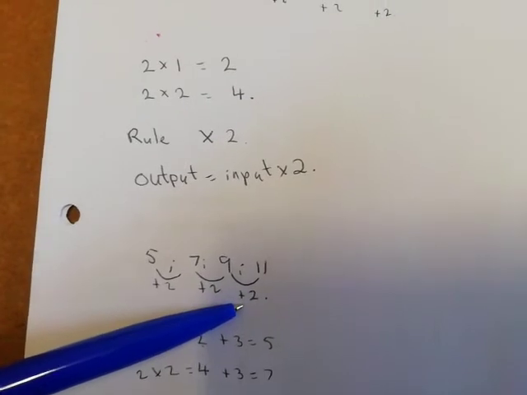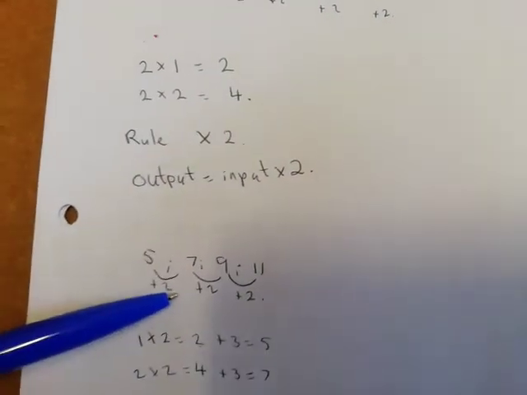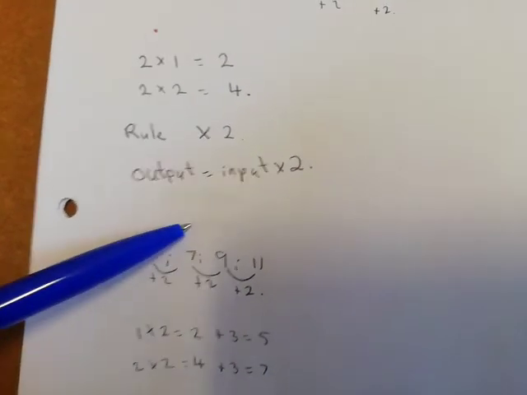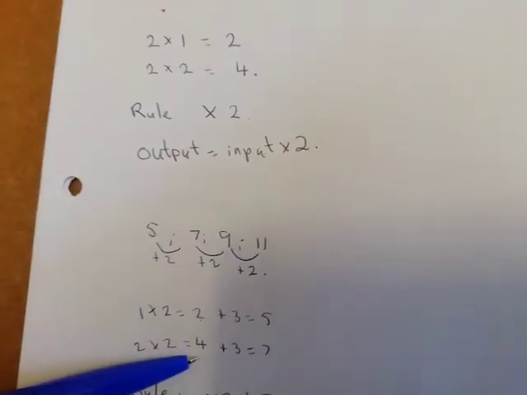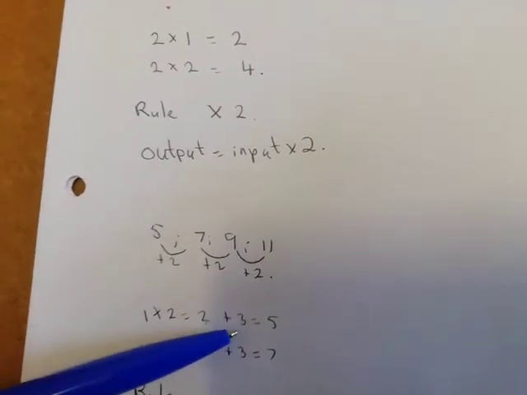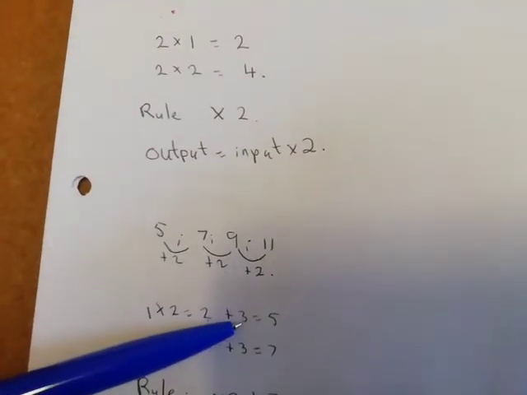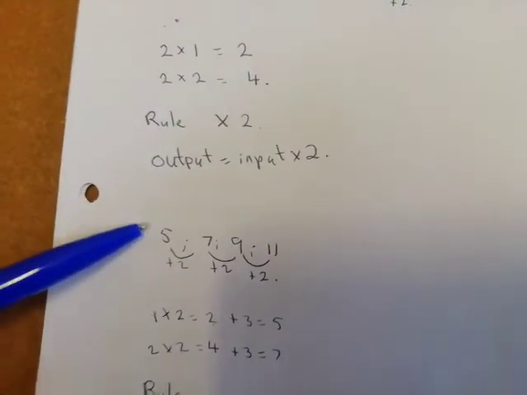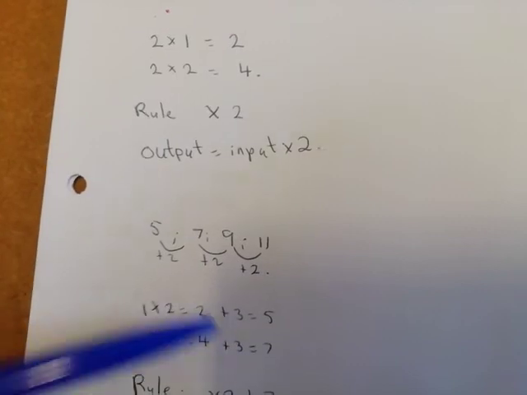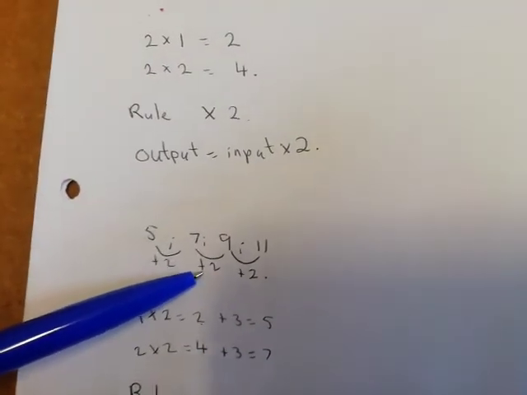You start again. If you say 2 times 1, you get 2. And if you say 2 times 2, you get 4. Then you go and check. If you say 2 plus 3, you have 5 for your first one. And 4 plus 3 will give you 7, which is your second number.